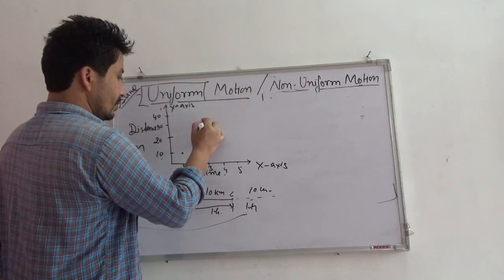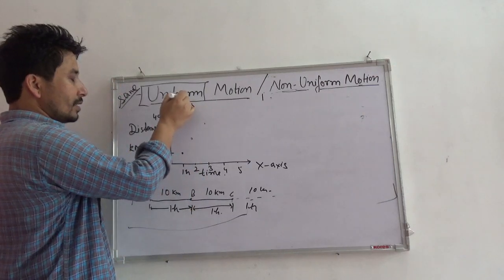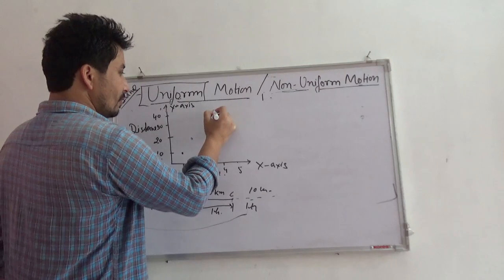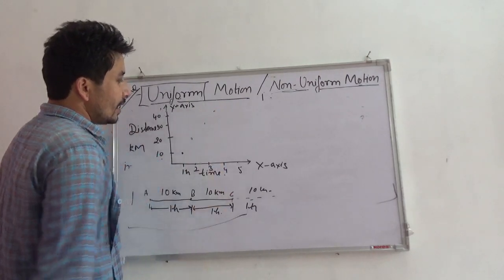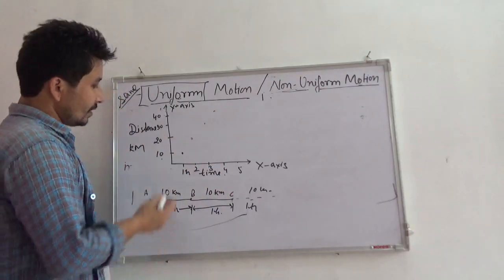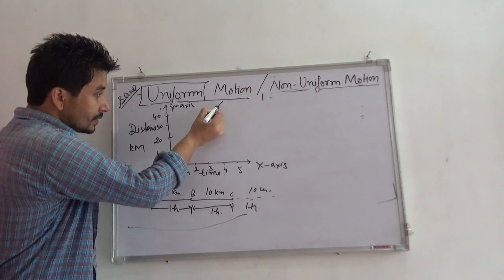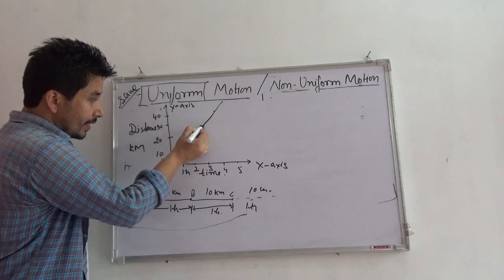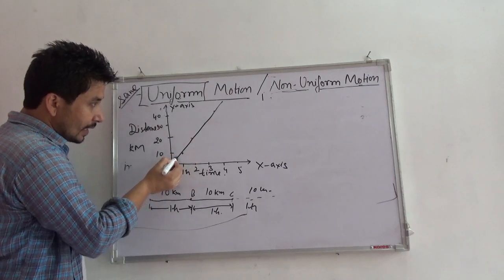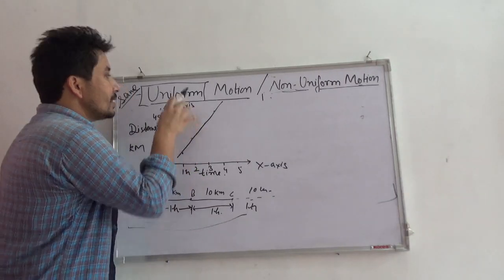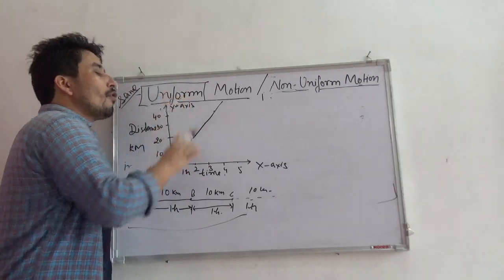30 kilometer, right? It is the example of what? Uniform motion. And in 4 hours, the object should cover 40 kilometers. When we join these points by a line, this line always comes straight in the case of uniform motion.